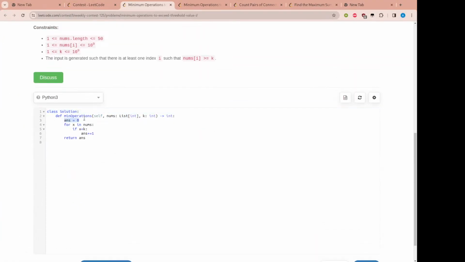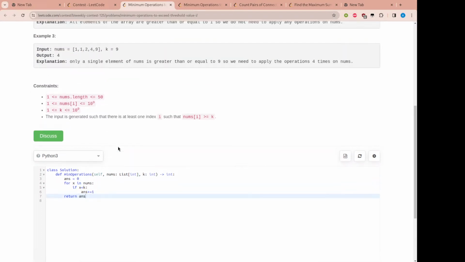I assign answer or count equal to 0. For x in nums, if x is less than k, I add +1 to the answer, and at last I return the answer. Since n is less than or equal to 50, you can do it in order n square as well. And this was essentially the idea for this problem.